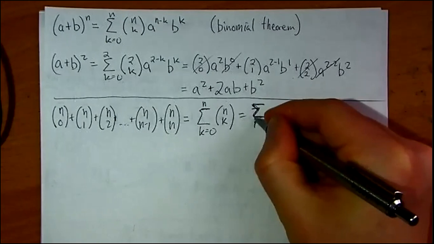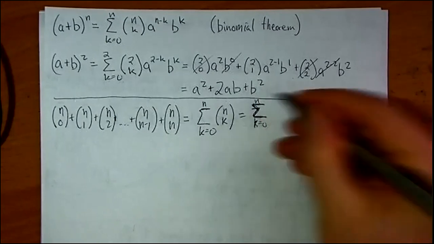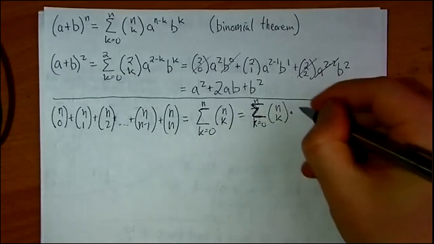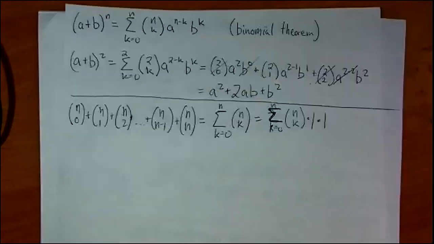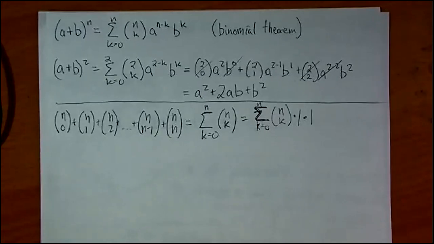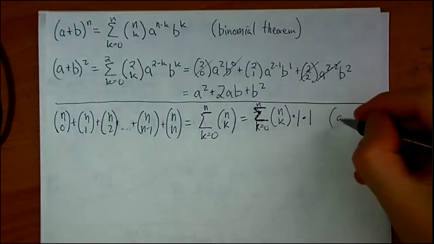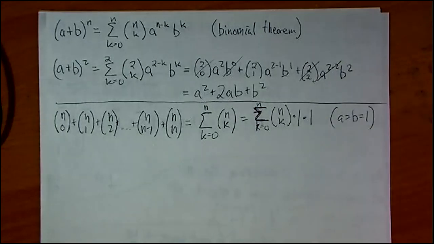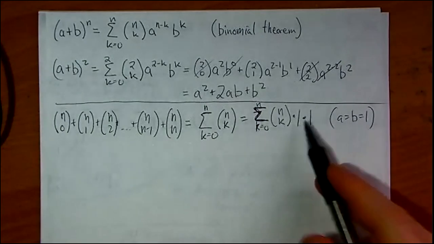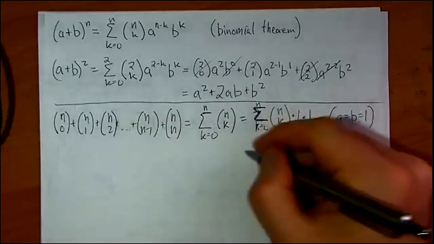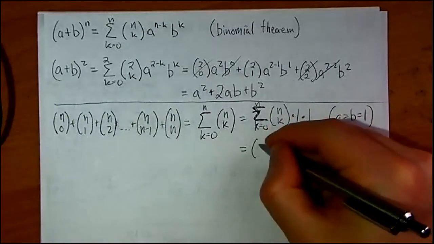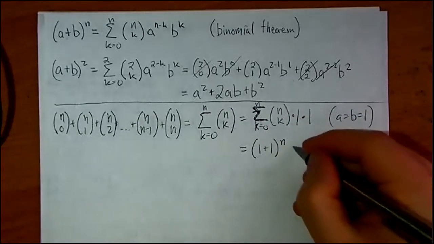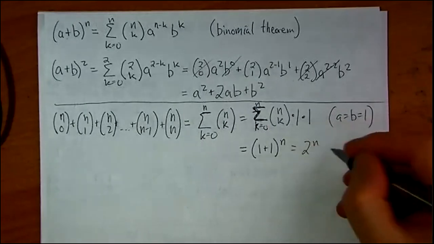Sum from k equals 0 to n of n choose k times 1 times 1, right? So A equals B equals 1, right? In that case, if A and B equal 1, then you can look over to the other side of the equation, which means we must have 1 plus 1 quantity to the n if A and B both equal 1, and so our grand total is 2 to the n.